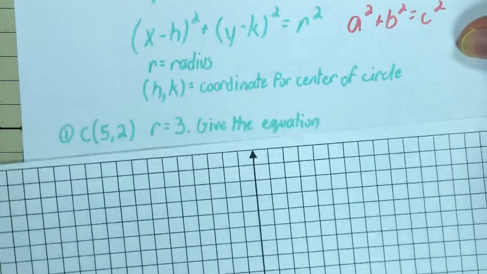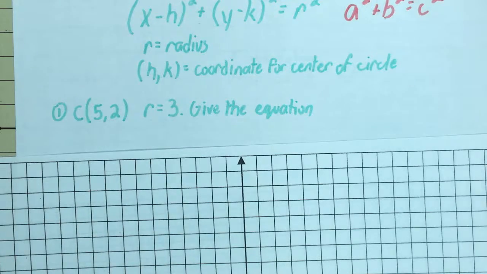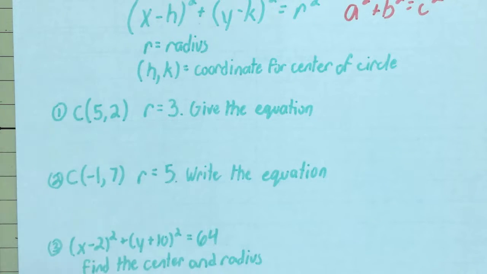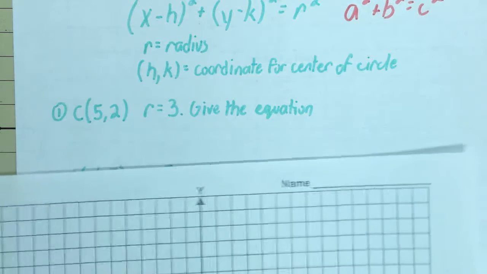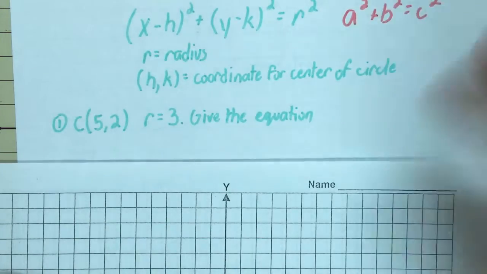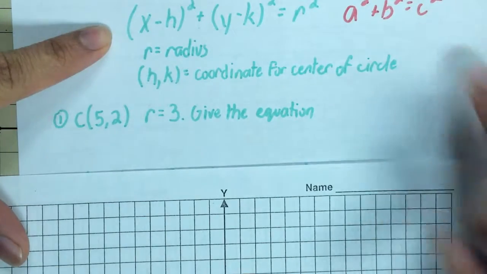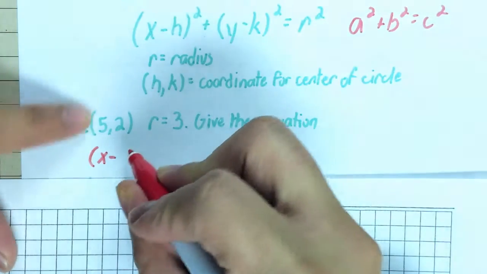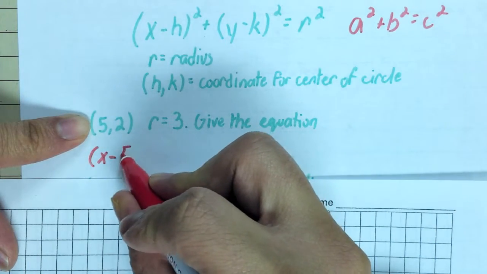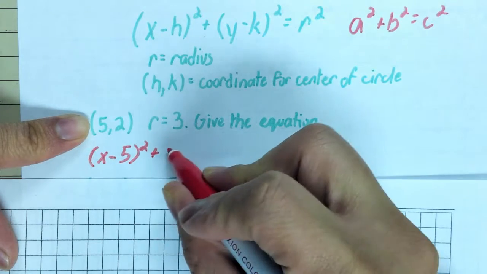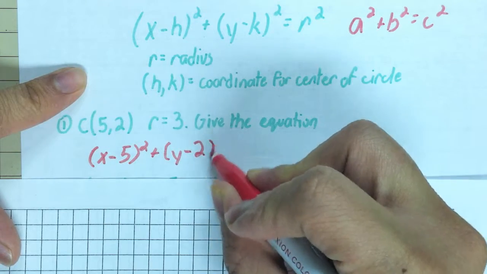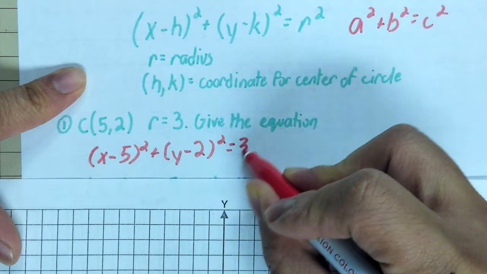So, here are some examples. Number 1. I have my center at (5, 2), radius 3. We are asking for the equation of that circle. So plugging this into my equation, I have x minus my x coordinate 5, squared, plus y minus my y coordinate 2, squared, equals 3 squared.